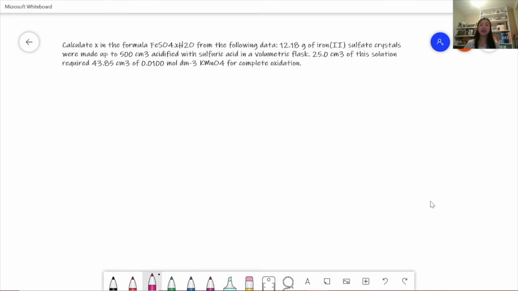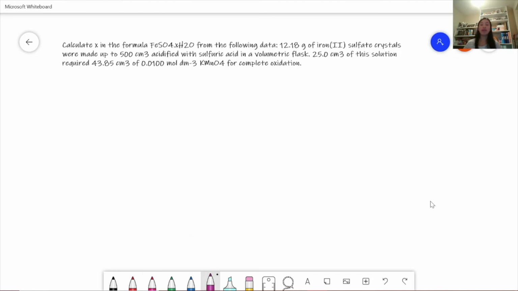Now we're going to have a look at another question. Before I start, feel free to click off the video and try it for yourself first. It tells us to calculate x in the formula FeSO4·xH2O from the following data. 12.18 grams of iron(II) sulfate crystals were made up to 500 cm³, acidified with sulfuric acid, in a volumetric flask. 25 cm³ of the solution required 43.85 cm³ of 0.0100 moles per dm³ potassium manganate for complete oxidation.